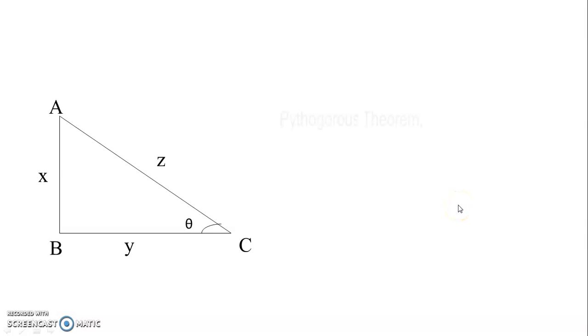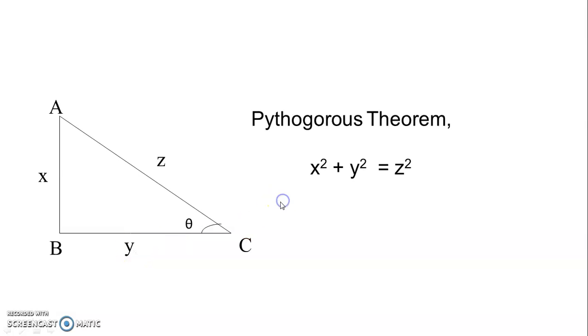So before learning the trigonometric identities, we have to first learn the Pythagoras theorem for a triangle ABC. The Pythagoras theorem says the hypotenuse square is equal to the opposite square plus adjacent square. Hence, we can write the opposite square, that is x square, plus adjacent square, y square, is equal to your hypotenuse square, that is z square.